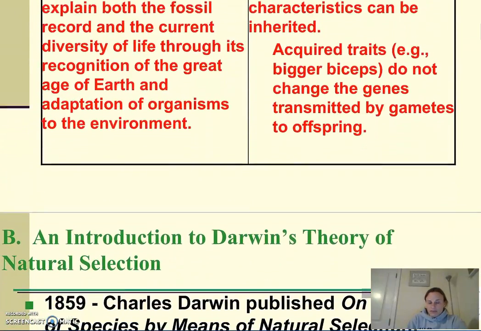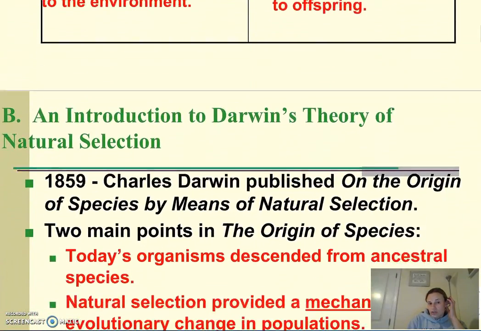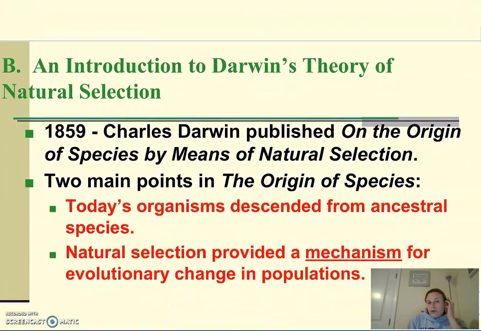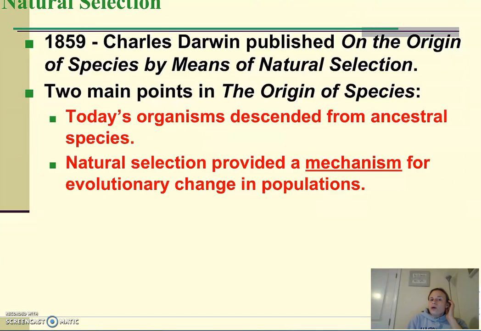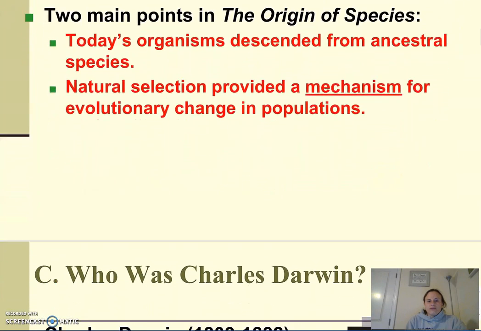So along comes Charles Darwin. Charles Darwin in 1859 published The Origin of Species, which had two main points. Basically, that there's a common ancestor and that natural selection provides the mechanism for evolution.